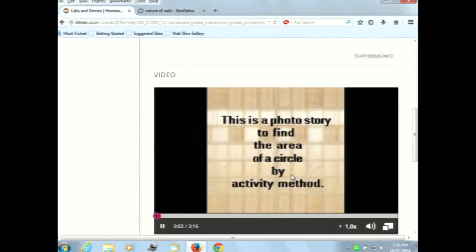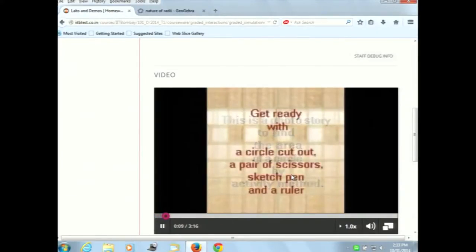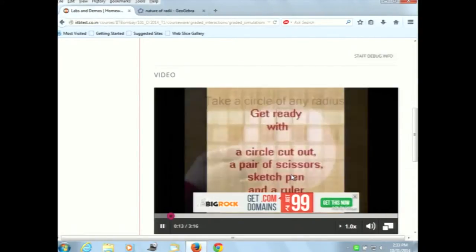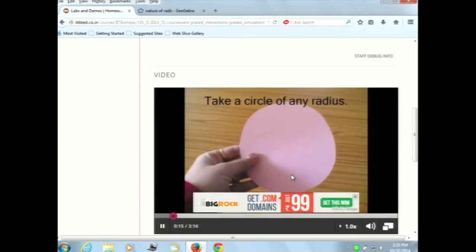And actually, it is an activity which can be used in the Maths Lab, where the circle is divided into sectors, and all the sectors are arranged in such a way that they become a rectangle. The length into breadth formula, that pi r square, will come. Here it is being explained in a diagrammatic way, how the circle is taken.